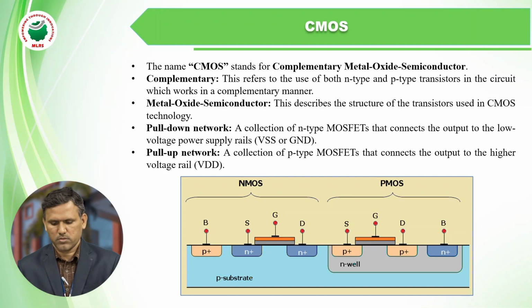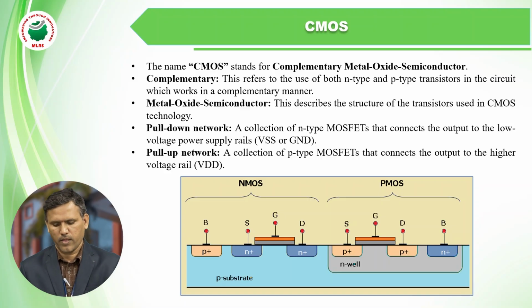Next one is CMOS. This is our actual subject concept. CMOS means complementary metal oxide semiconductors. It consists of the PMOS and NMOS, which is nothing but a CMOS. So both the NMOS operations and PMOS operations, NMOS advantages and PMOS advantages, are available in the CMOS. The name CMOS stands for complementary metal oxide semiconductor. Complementary refers to the use of both N-type and P-type transistors in the circuit, which work in a complementary manner. Metal oxide semiconductor describes the structure of the transistors used in the CMOS technology.